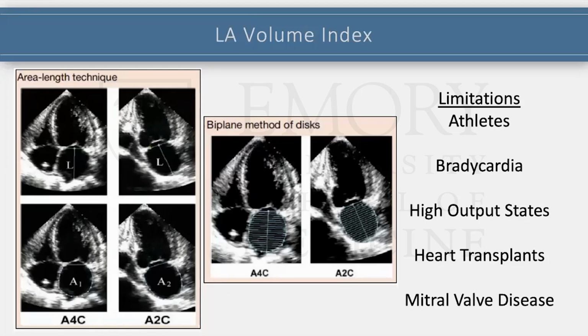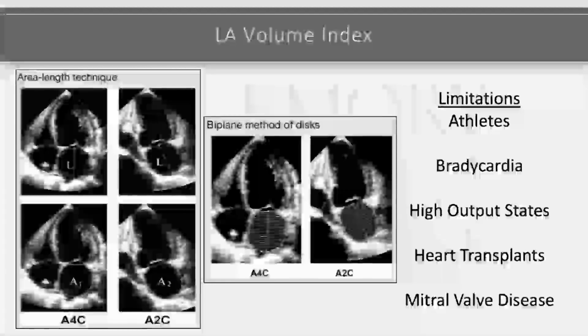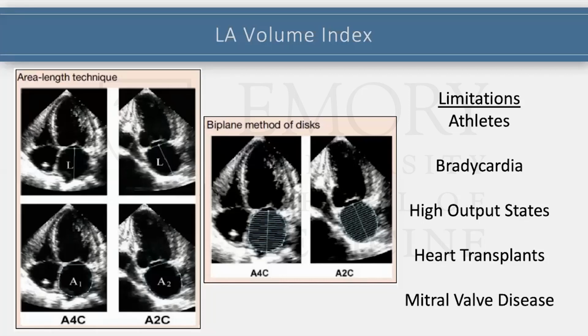And so, I think people can use one or the other. I think I'm more used to using the areal length technique, but there are a number of limitations with this. One, just in terms of your echo assessment, I think can be fraught with difficulties, but then there's also limitations based on which patients you can use this in.